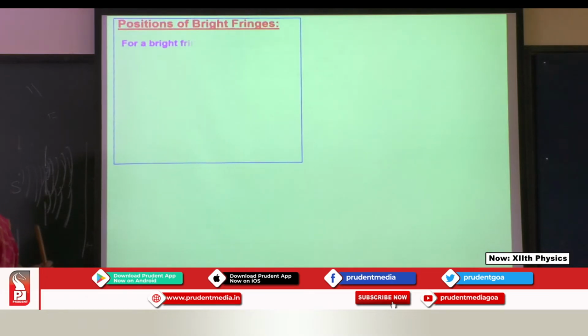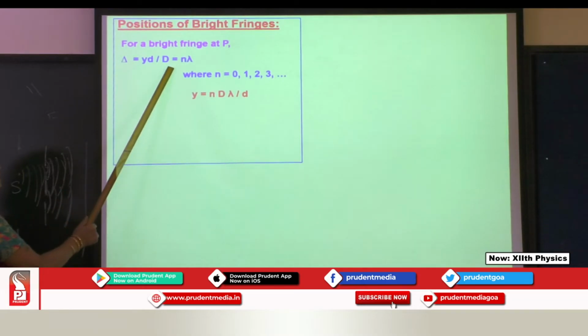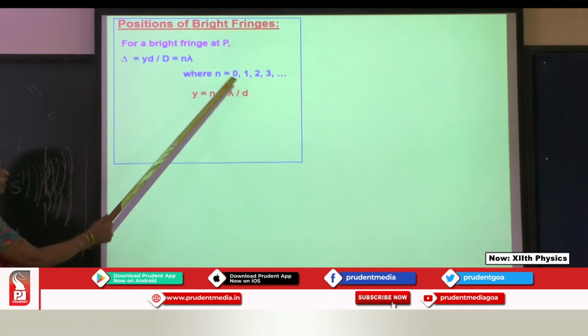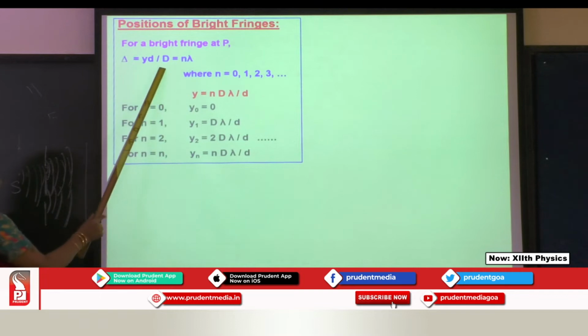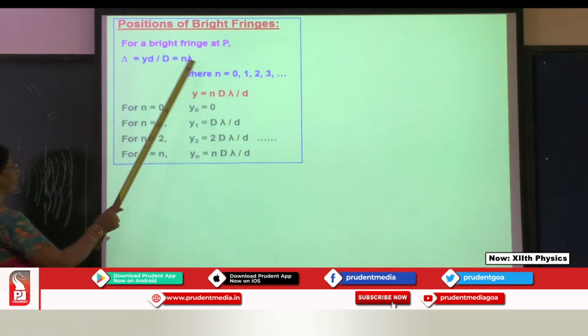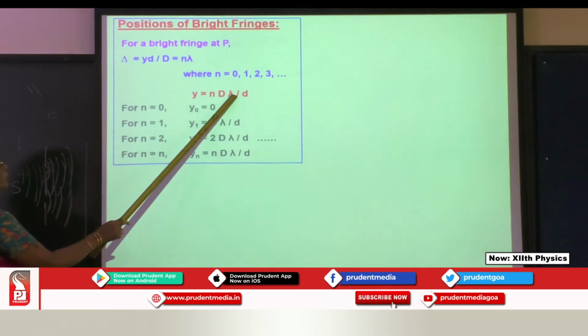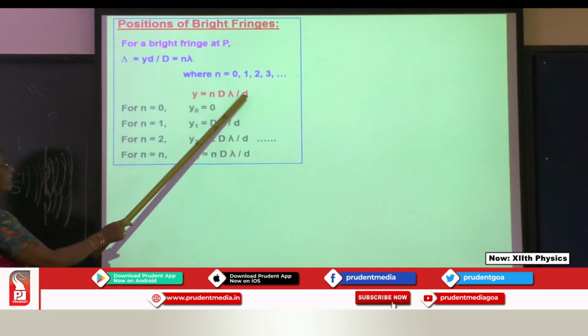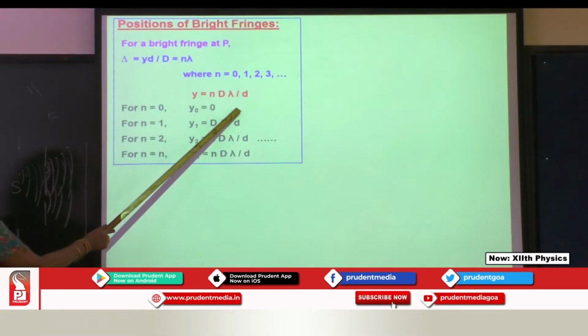Okay, so the position of bright fringes. For the bright fringes, what is said? The path difference should be equal to n lambda. yd upon D equals n lambda, where n is equal to 0, 1, 2, 3, etc. We wanted the displacement y, so bring all the other factors to the other side. y equals n lambda, bring this D to the numerator, and bring the small d to the denominator. So the displacement is given as n lambda D by d.